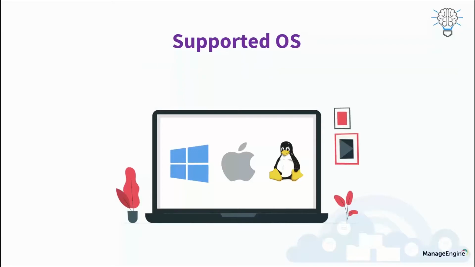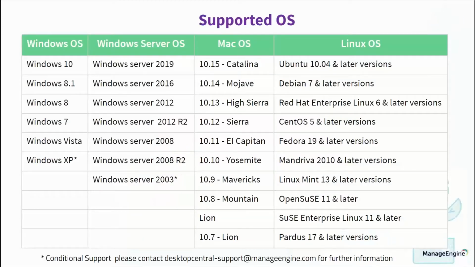These are the three operating systems we are supporting as of now: Windows, Macintosh, and Linux. And these are the supported OS from the product. So you can manage Windows Client OS, Windows Server OS, Mac OS, as well as Linux kernels, which is Ubuntu, Debian, Red Hat, CentOS, Fedora, Mandriva, Linux Mint, OpenSUSE, and SUSE Enterprise, as well as Parados. So you can patch those endpoints with the help of the product.